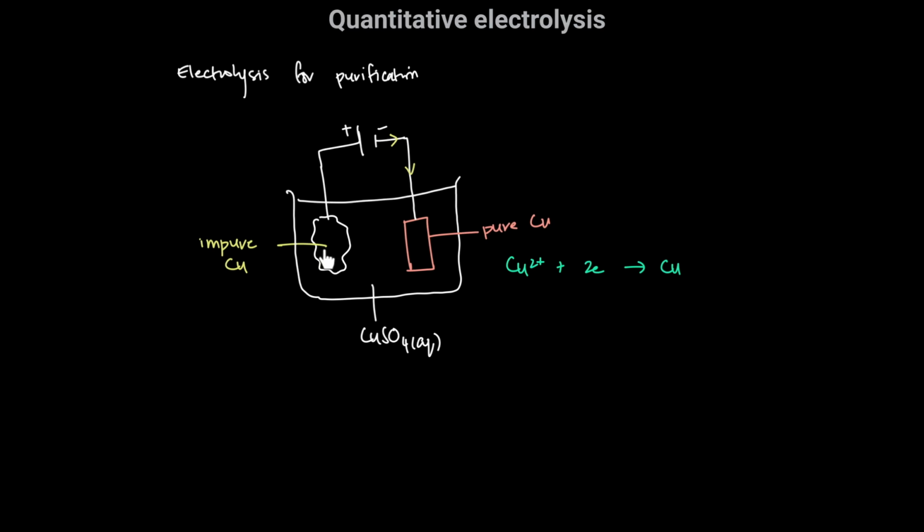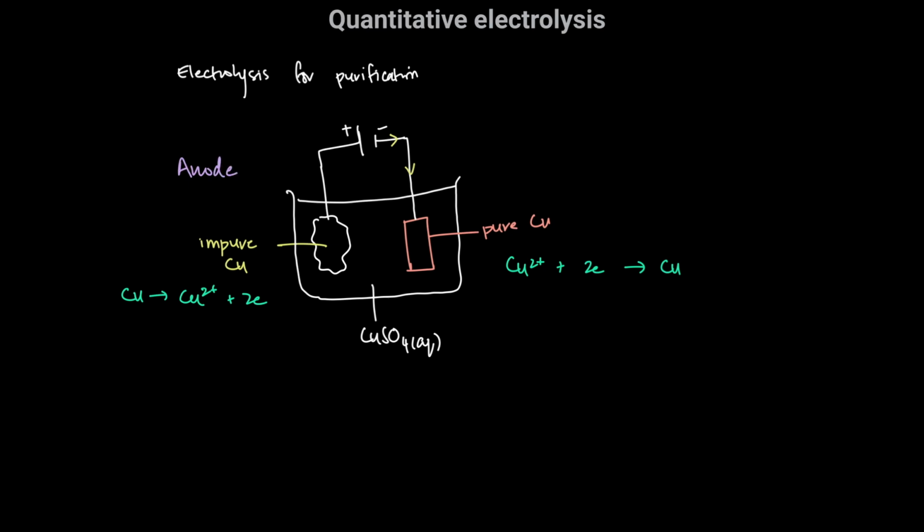At the anode, we have impure copper present. What will happen at the anode is that the copper present in that impure sample will undergo oxidation. So one way to think about this is that we have this impure sample of copper. This is our anode, where oxidation takes place.